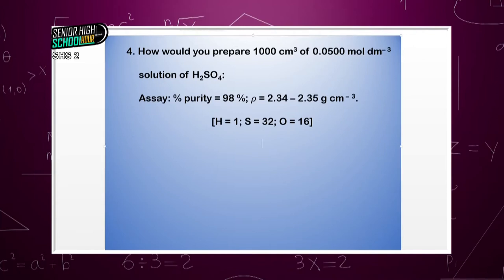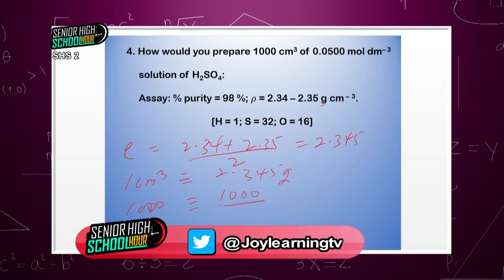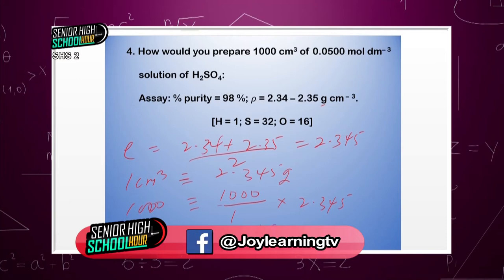Okay, so I'll have to find the average because it's in a range. So density equals 2.34 plus 2.35 all on 2. So that will give me 2.345 grams per cm cubed. So from the earlier concept, I can have 1 cm cubed equal to 2.345 grams. So 1000 of that gives me 1000 on 1 times 2.345. That will give me 2345 grams. Okay, but there is percentage purity, 95%.